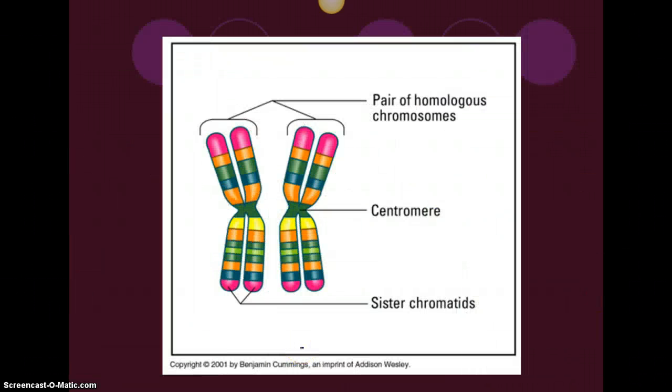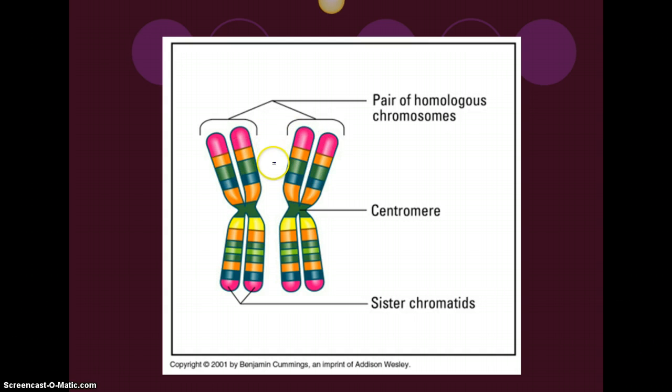All right, so on your notes packet, you can see you have a picture of this. If you're not using the notes packet, you may want to draw this out and put it in your notes as it is. So if we have two chromosomes that are identical in appearance, they are called homologous chromosomes.